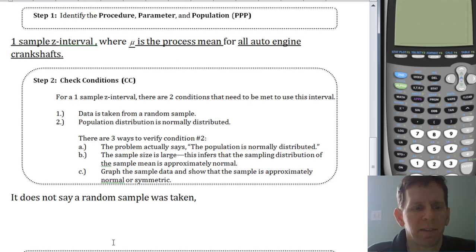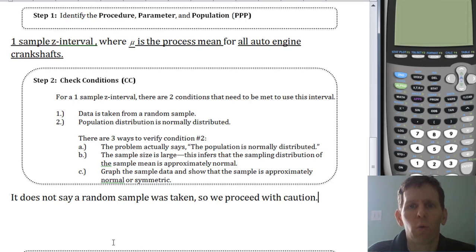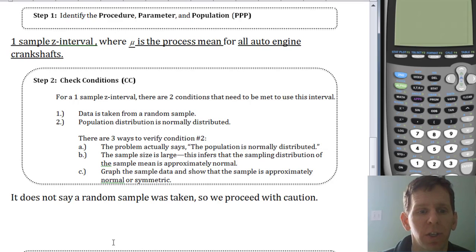We're going to say it does not say a random sample was taken. Maybe it was, maybe it wasn't. It doesn't say. If it was not taken, we're going to say we proceed with caution. We're not actually going to stop doing this problem. We aren't sure if a random sample was taken or not, but we're going to let the reader know to just be careful with our information here.